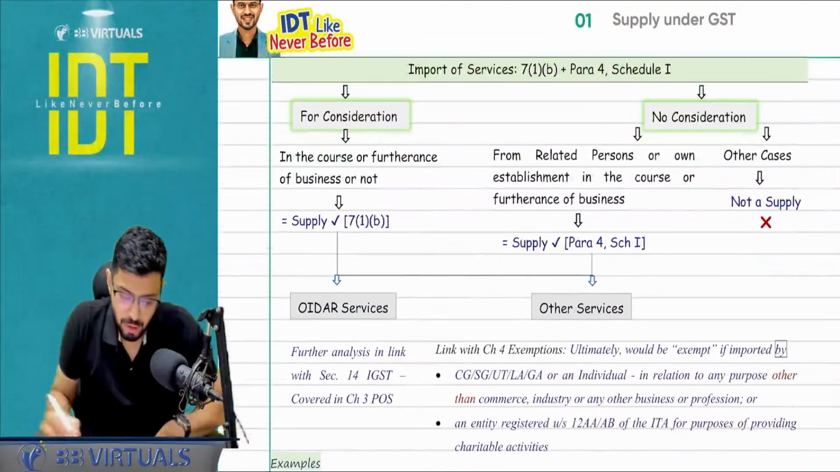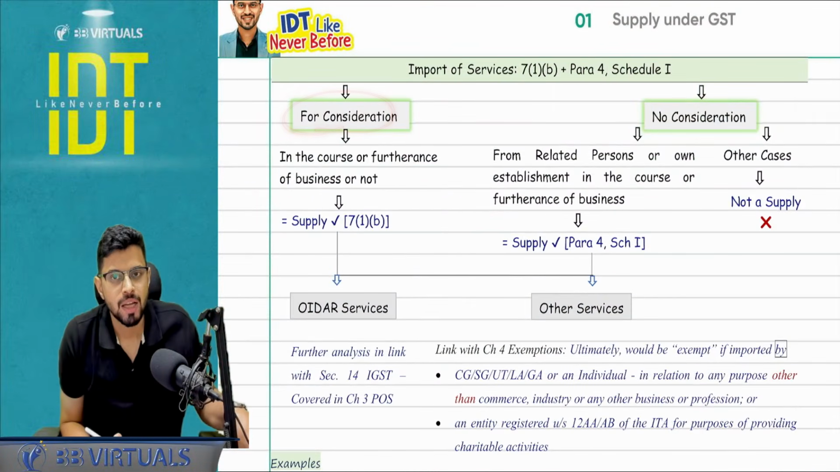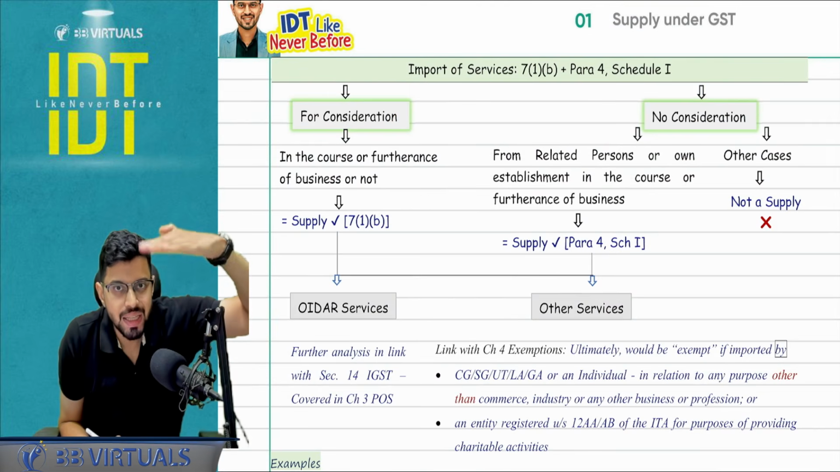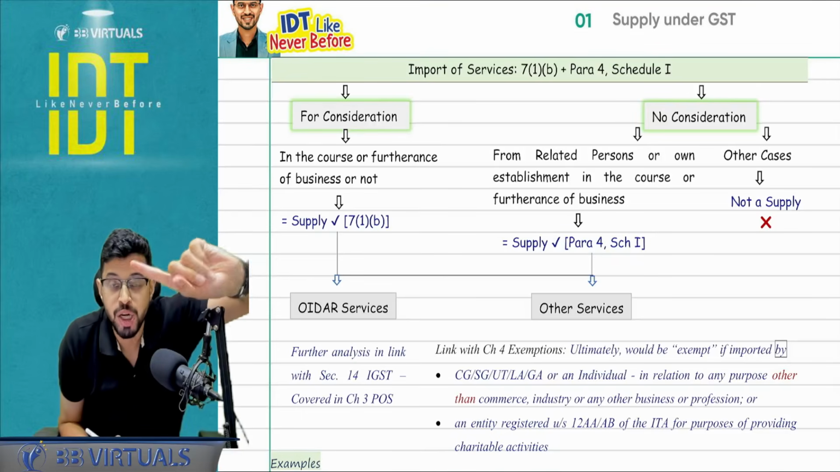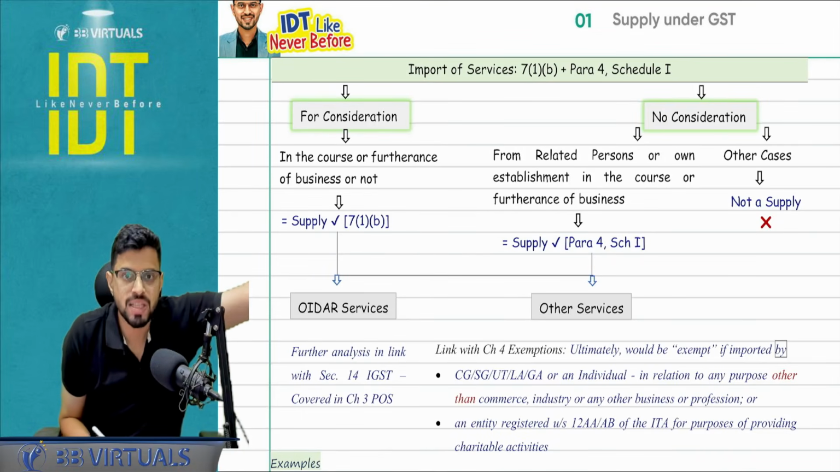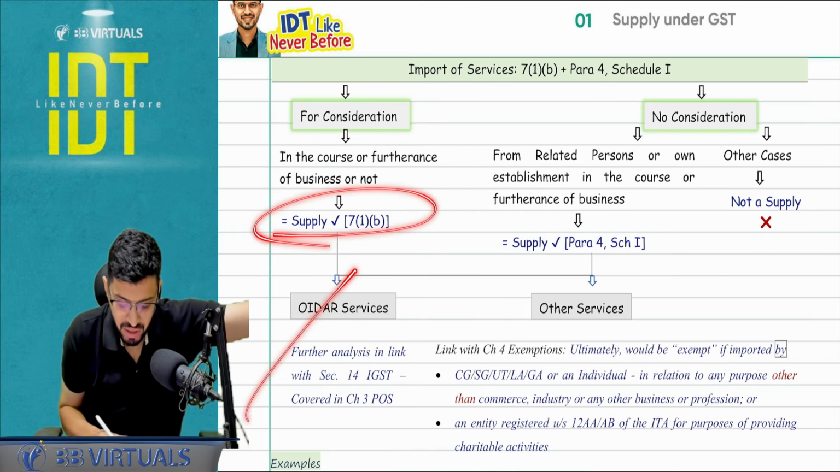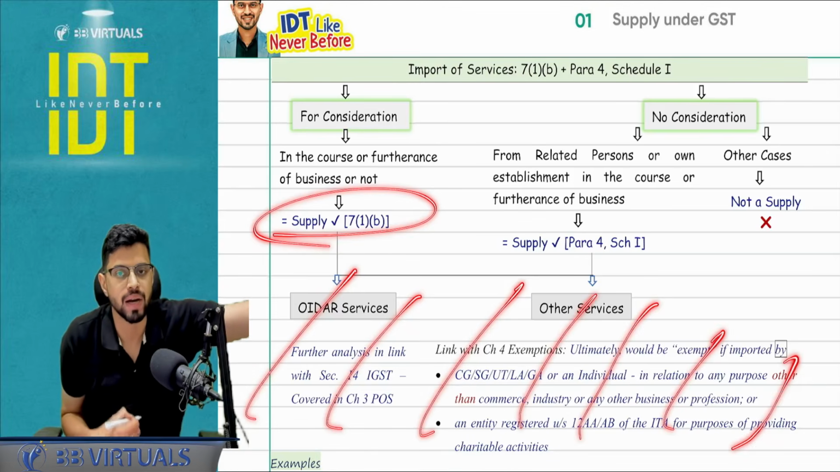Tomorrow I might repeat this. For consideration, you're doing import of service. If consideration is there, structured thinking, Schedule 1 should not run in your mind. Go for 7(1)(b). Business test is irrelevant. It is a supply. Further point, right now you won't understand.